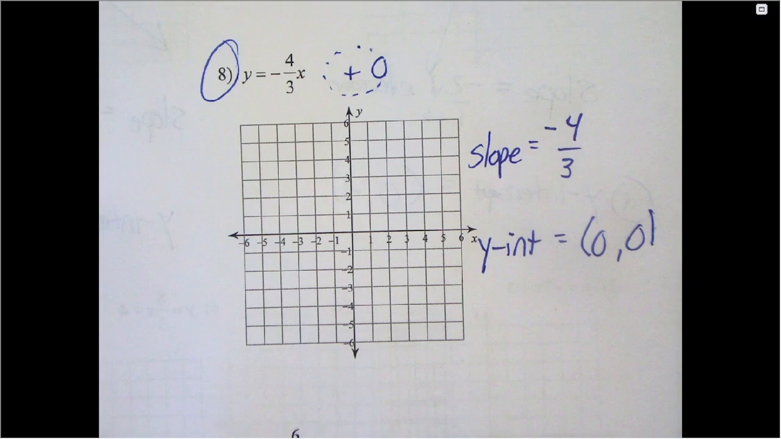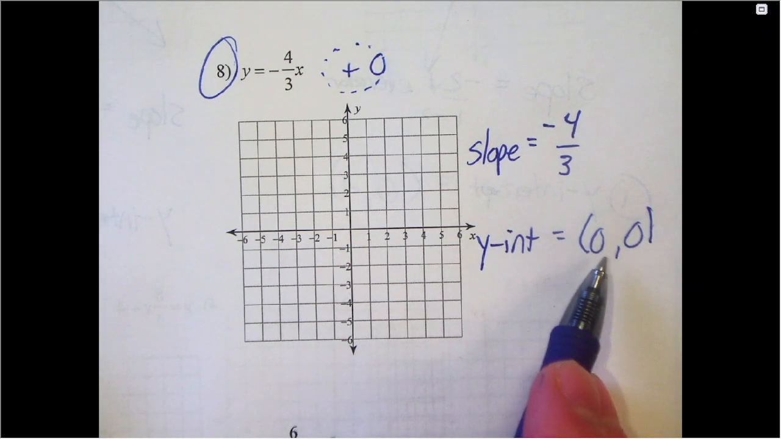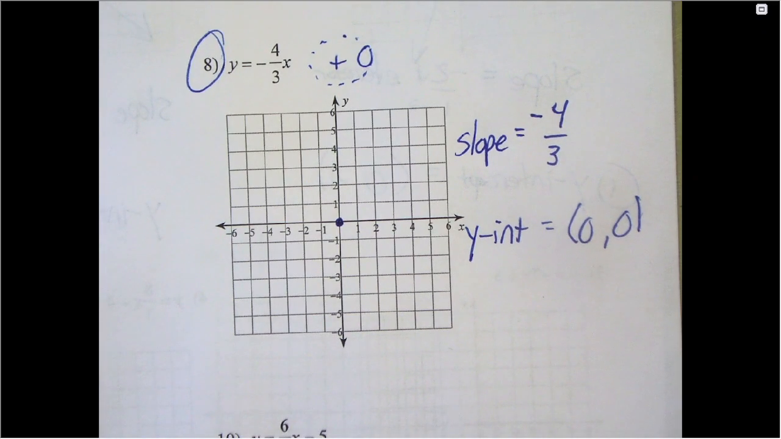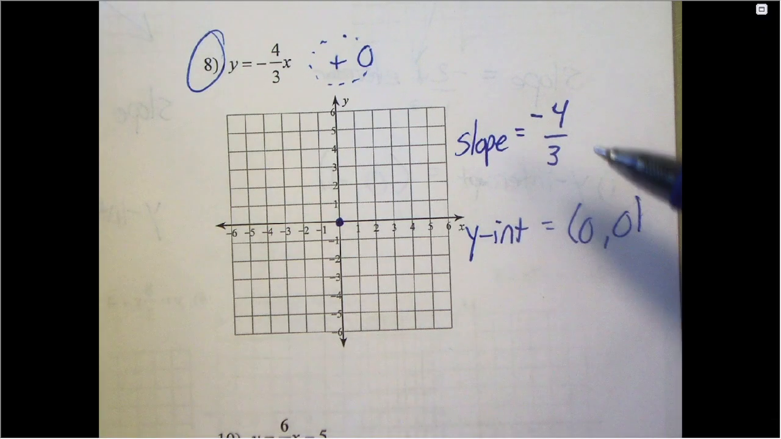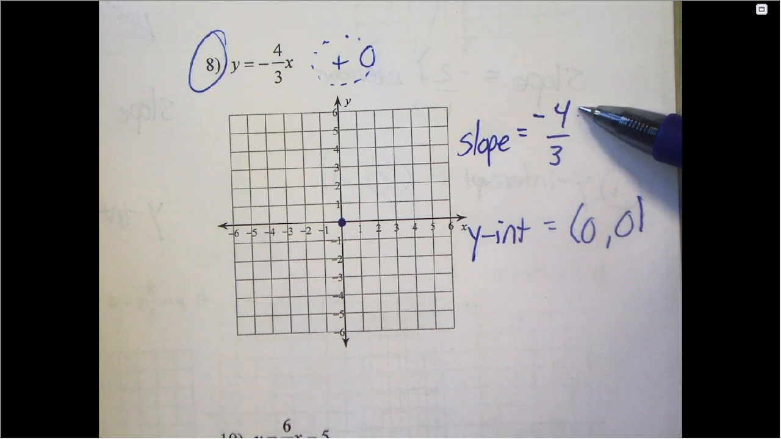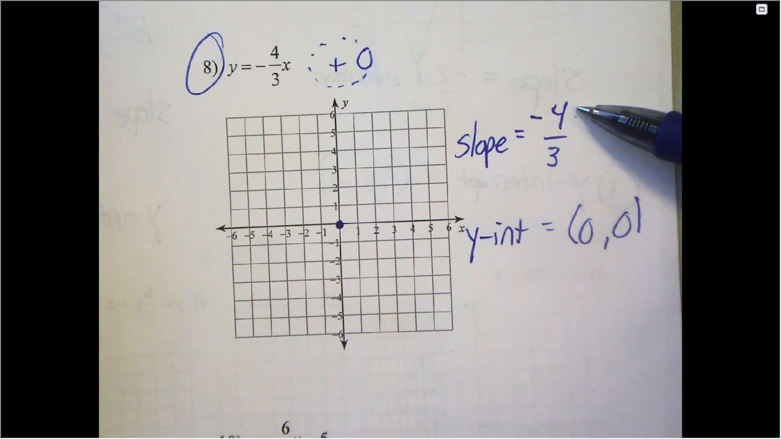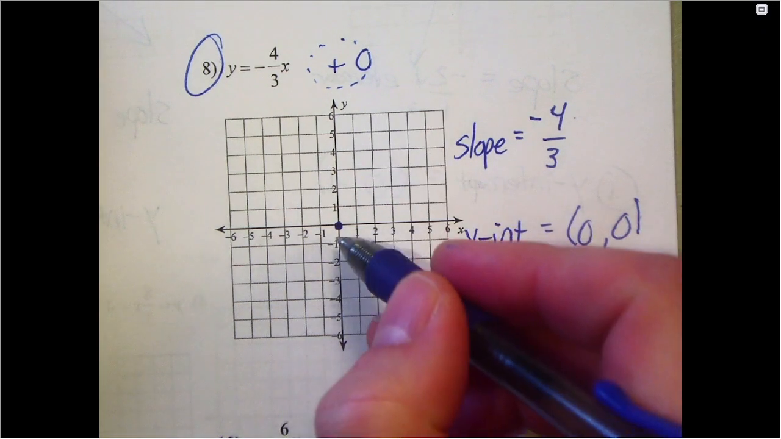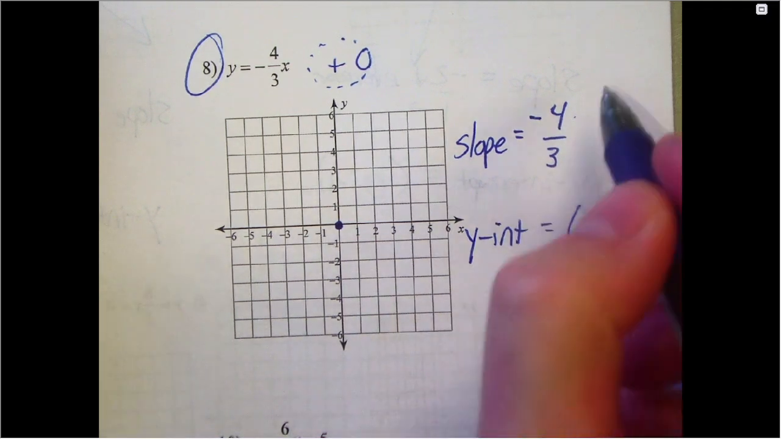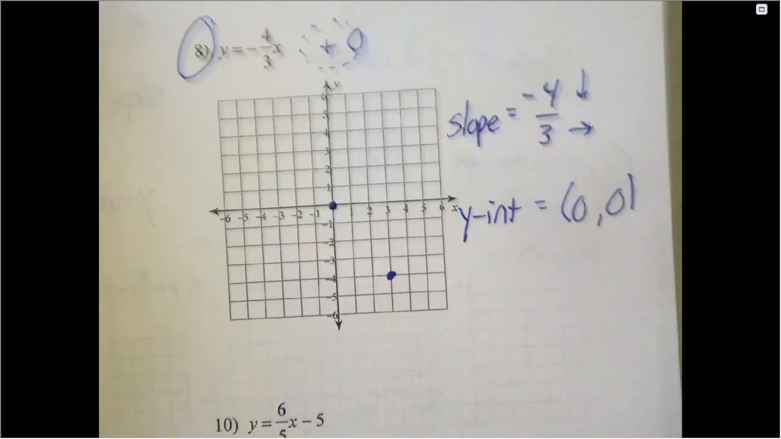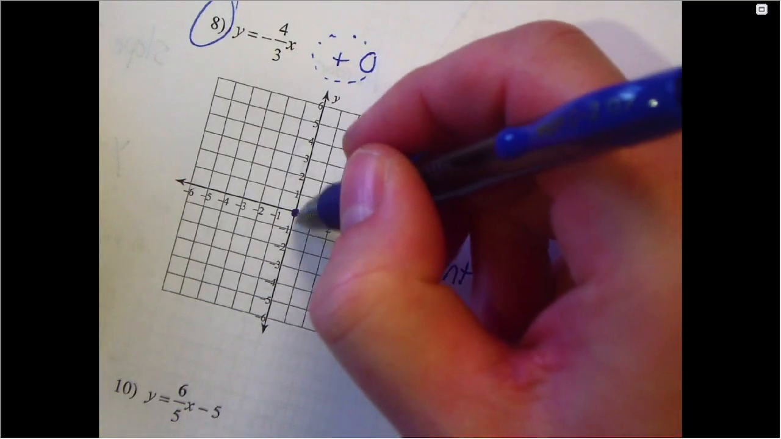So if I go to graph it, I start at my y-intercept, which is 0, 0, so I'm right at the origin. And then I look at my slope, so that top number is negative. Where does that tell me to go? Negative tells me negative. So that tells me to go down 4, and then right 3. Connect those, and there's your line.